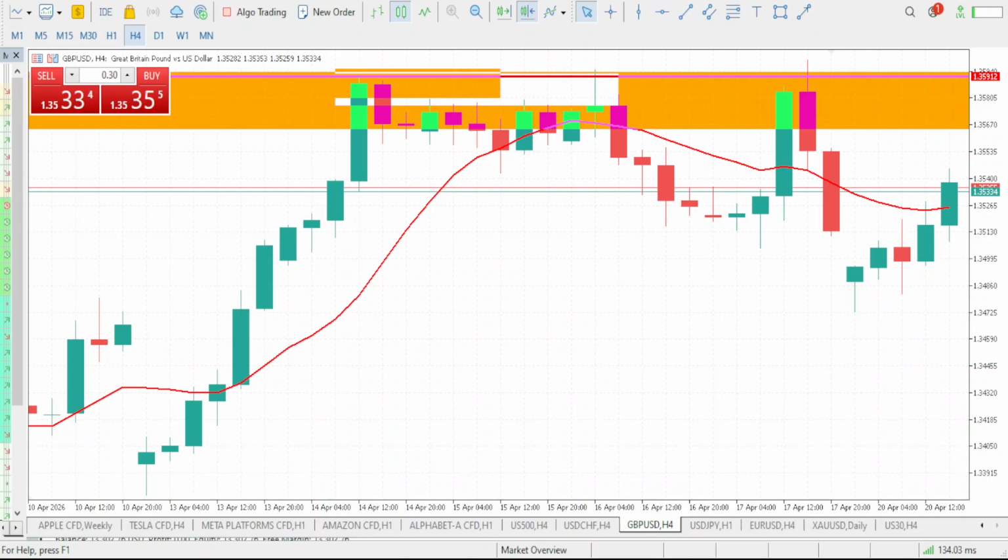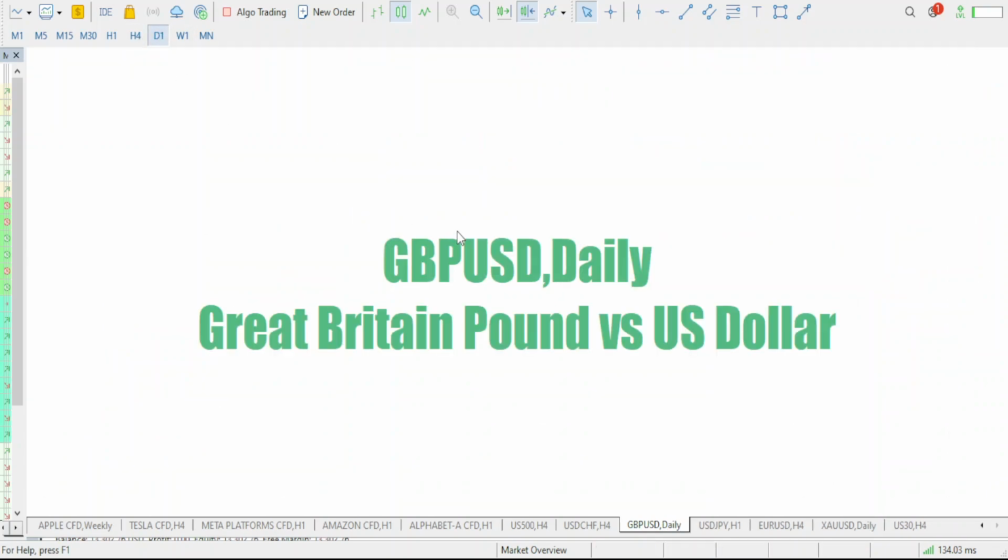So guys, let's take a look at what we are going to be expecting for the day on our GBP USD. So let's see what GBP USD is going to be doing for us for the day.